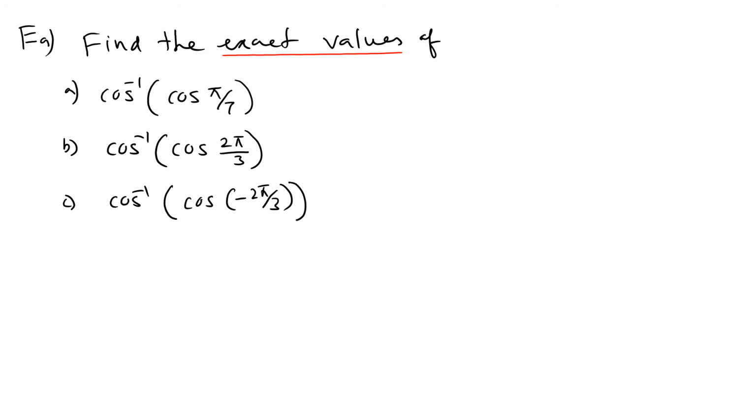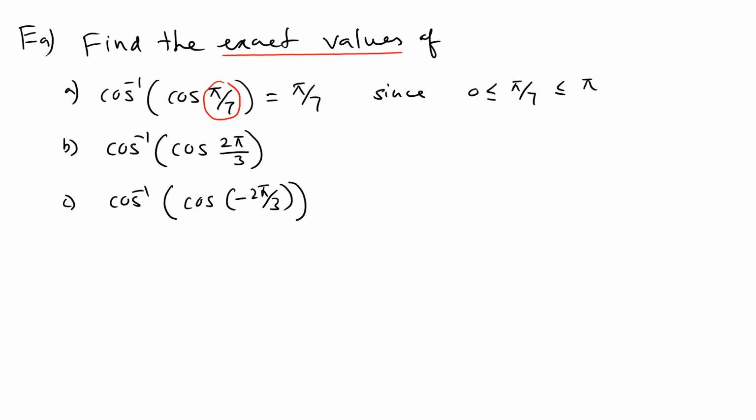Find the exact value of A, cosine inverse cosine pi over 7. So this is a cancelling property, and then you only need to check whether this is in the domain, and you can see that pi over 7 is in between 0 and pi. That means this simply equals pi over 7, since pi over 7 is inside the interval 0 to pi.